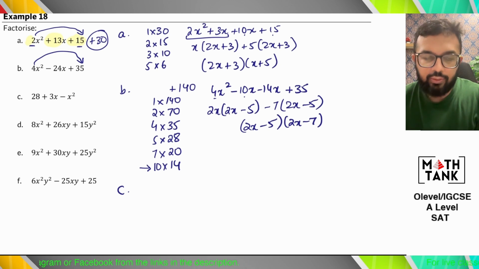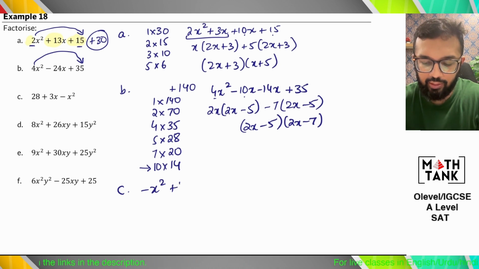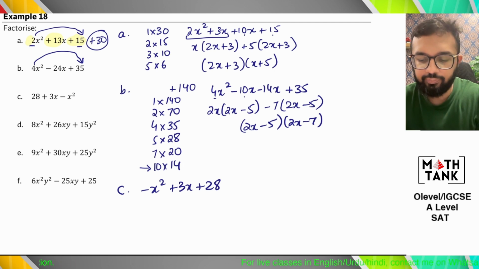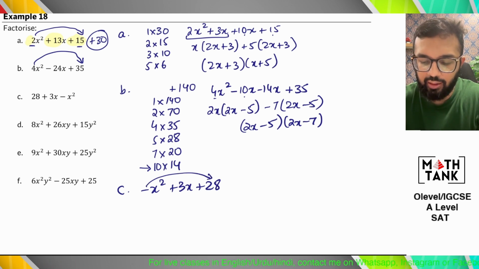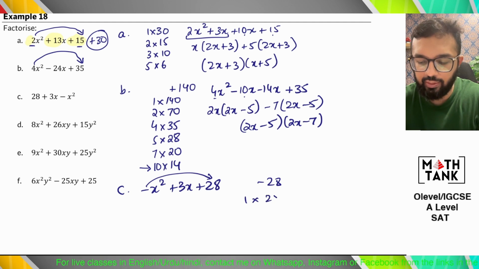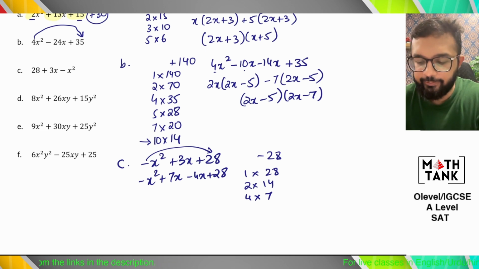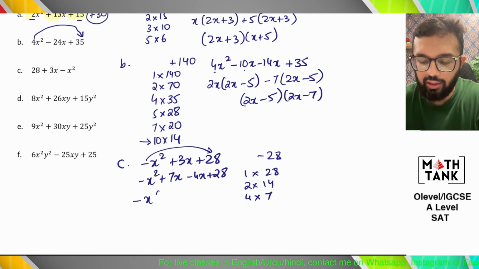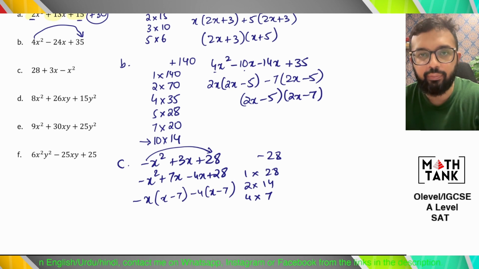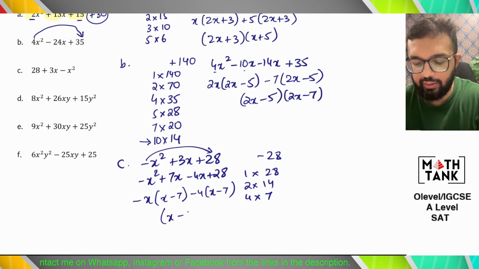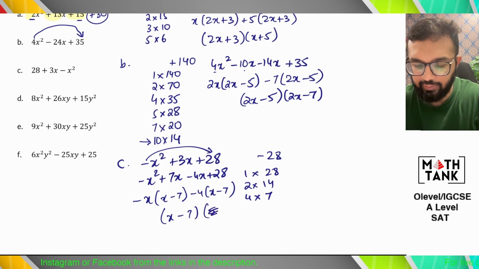Okay. Let's look at C. I will have to rearrange this a little and say that this is 28. So minus 1 into 28 gives me minus 28. So I break up the factors: 1 into 28, 2 into 14. I can't divide by 3, 4. Minus x squared plus 7x minus 4x. Minus x, so you get x minus 7. Minus 4 and x minus 7. So x minus 7 and minus x minus 4.